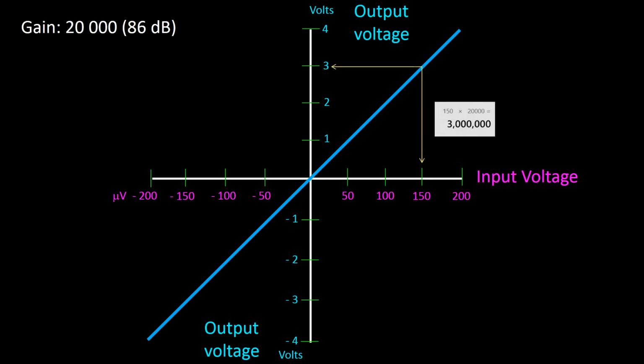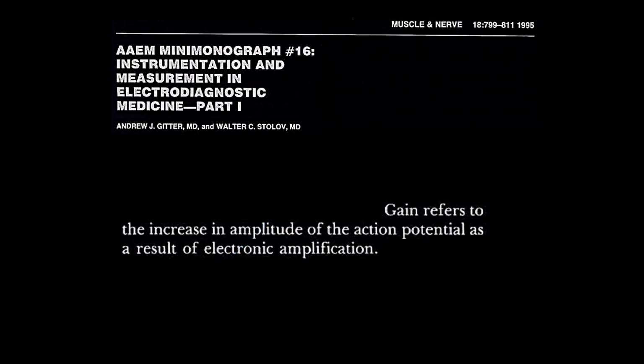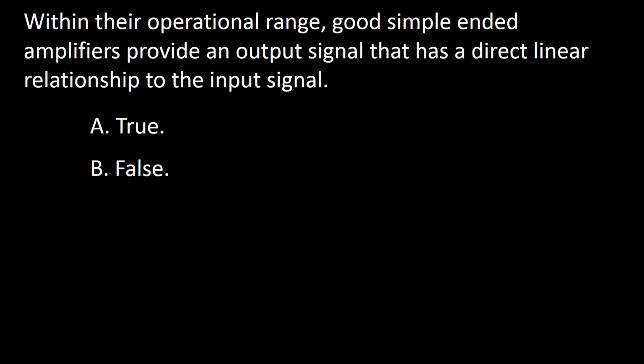And a positive input of 150 microvolts will produce an output of 3 volts, as you can see in this frame. I like this definition of gain. Gain refers to an increase in amplitude of the action potential or any bioelectrical activity, may I add, that occurs as a result of electronic amplification. So the answer to this question is A.